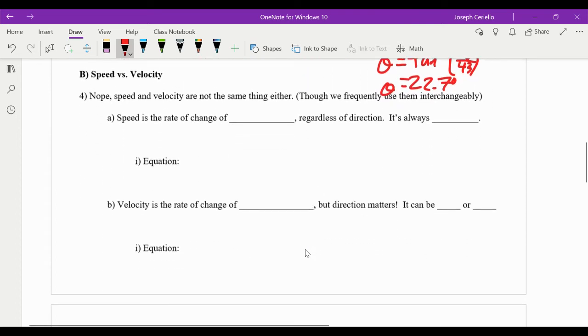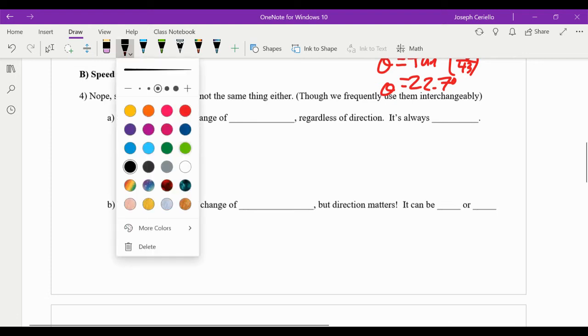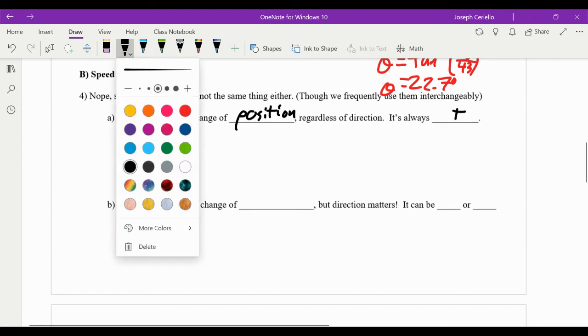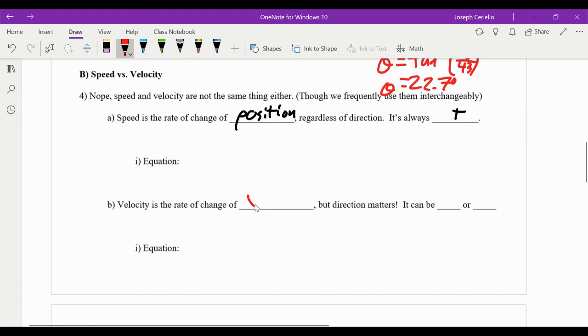So speed versus velocity. Speed and velocity are not the same thing either, though we frequently use them interchangeably. Speed and velocity are both the rate of change of position, right, in both cases. Now, for speed, direction does not matter, therefore it's always positive. Velocity, though, is the rate of change of position, but direction does matter. You can have positive or negative velocity.